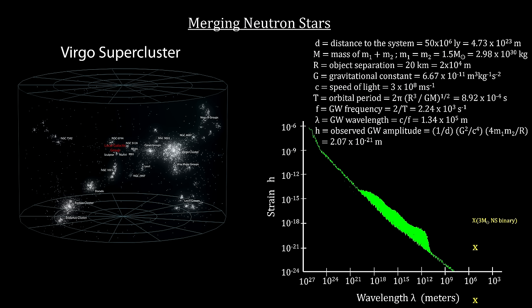If we're going to find detectable gravitational waves beyond this distance, we're going to need objects much more massive than neutron stars. For that, we'll need to involve black holes.